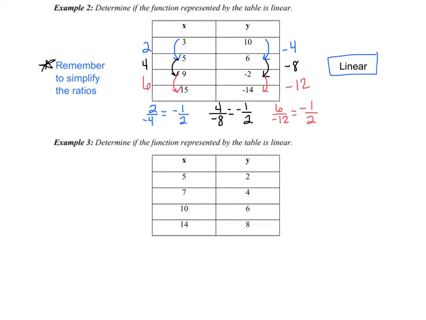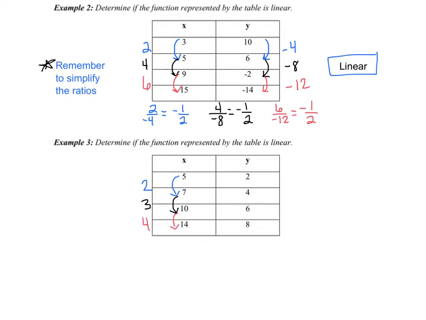Let's look at one more example together. Example 3. Determine if the function represented by the table is linear. Our first step, find our difference in our x. So 5 to 7 is 2. Then 7 to 10 is 3. And then 10 to 14 is 4.